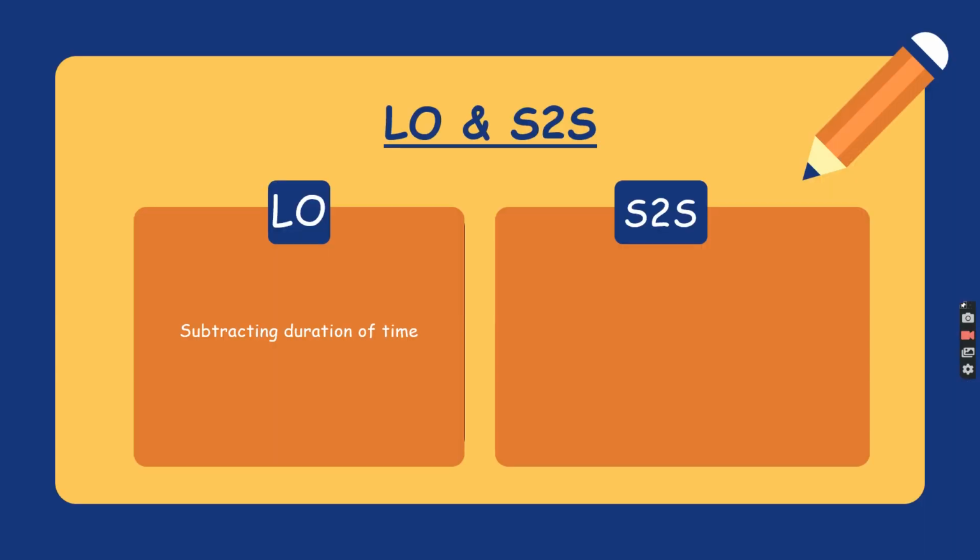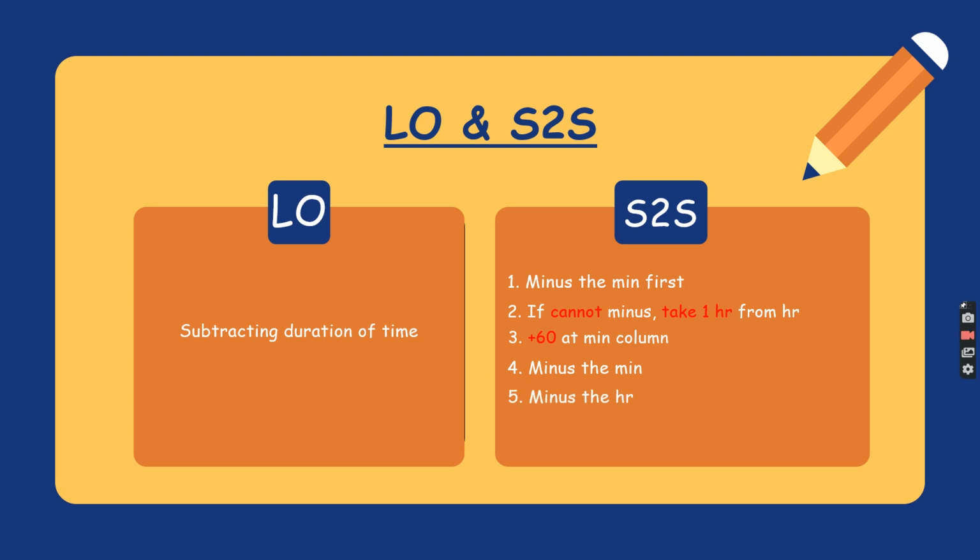So let's recap our LO for today as we are subtracting duration of time. Our S to S, the first one is we're going to minus the minute first. If cannot minus, we're going to take 1 hour from the hour column. And then we're going to plus 60 at the minute column because we take 1 hour from the hour section. And step number 4 is we're going to minus the minute. And then step number 5 is minus the hour.